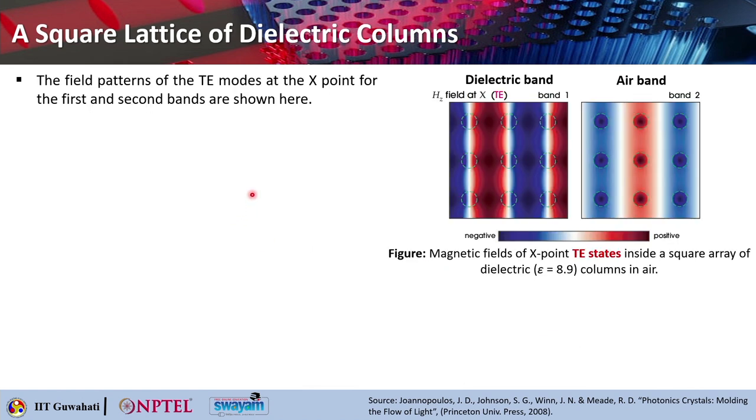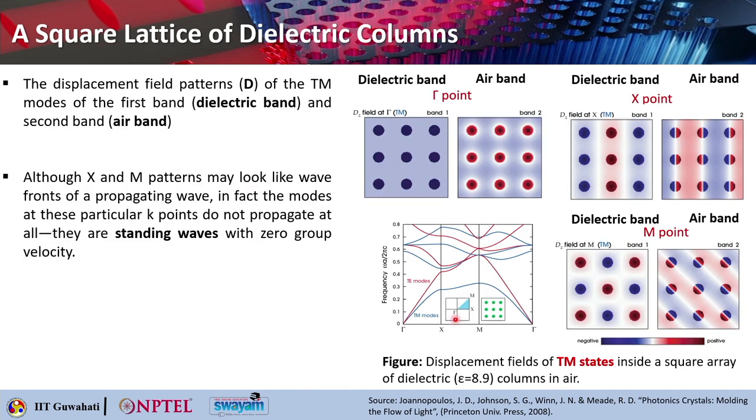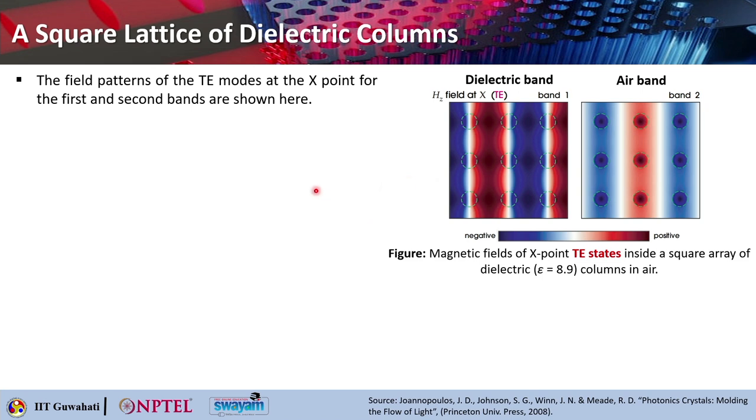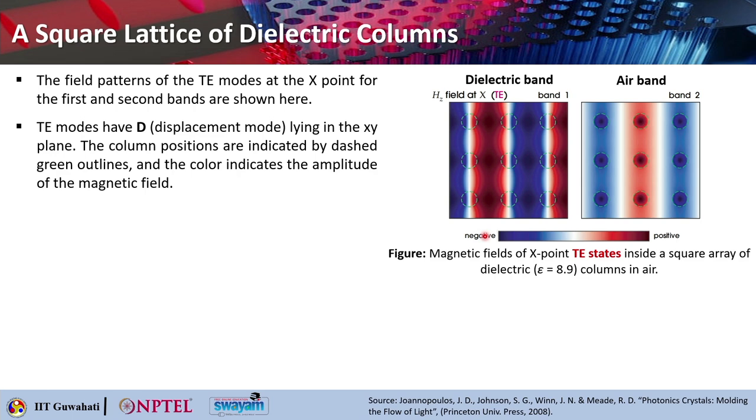So the field patterns of the T modes at the X point, if you consider only the X point, there is a small gap here, okay. So the first band and the second band are shown in this case. What you can see is that these T modes have this displacement field, or displacement mode, lying in the XY plane, and the column positions are indicated by these dashed green outlines, if you are able to see here clearly, okay. And the colors basically represent the strength of the magnetic field.